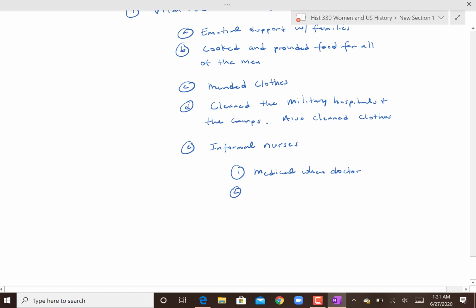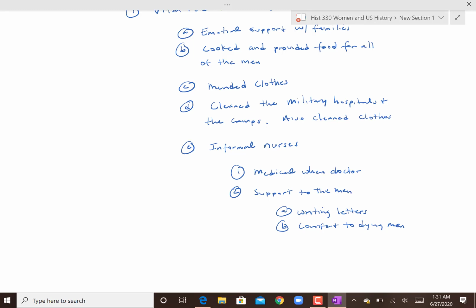They also provided support to the men. And they did this by writing letters to family of the injured. They also were there for, we'll say, comfort to dying men, and those that were in pain. So they played an essential role, and this eventually helped lead to women being official nurses.